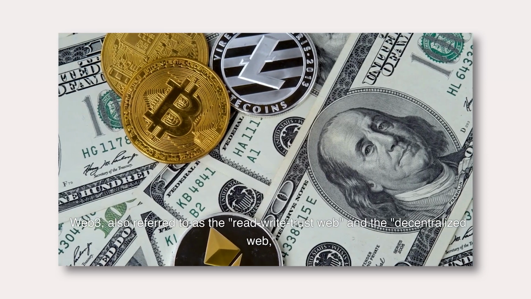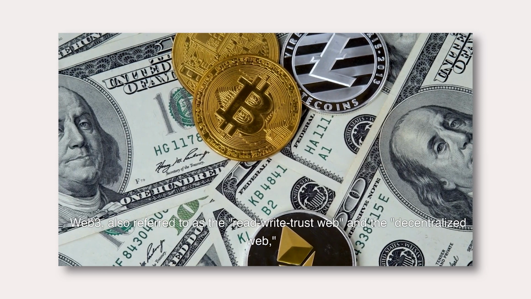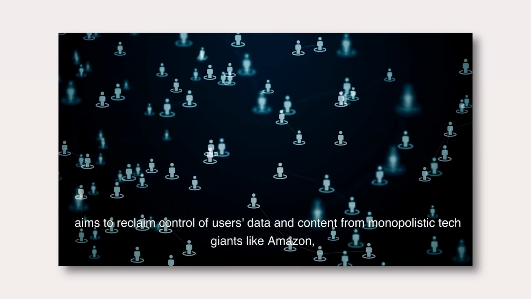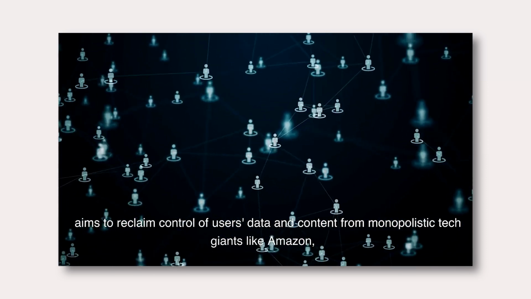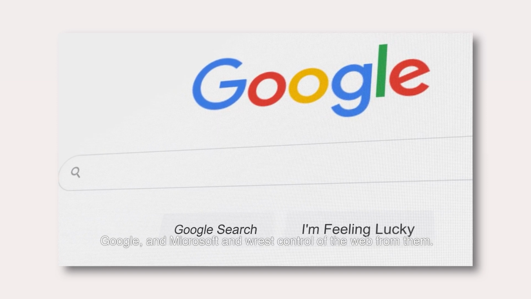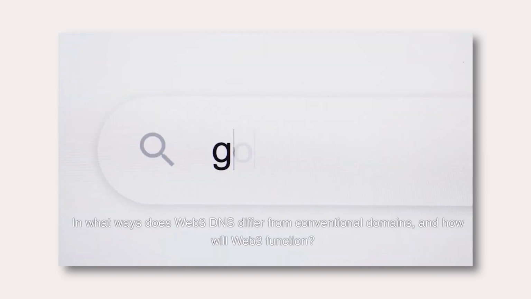Web3, also referred to as the read-write-trust web and the decentralized web, aims to reclaim control of users' data and content from monopolistic tech giants like Amazon, Google, and Microsoft, and wrests control of the web from them. In what ways does Web3 DNS differ from conventional domains, and how will Web3 function?